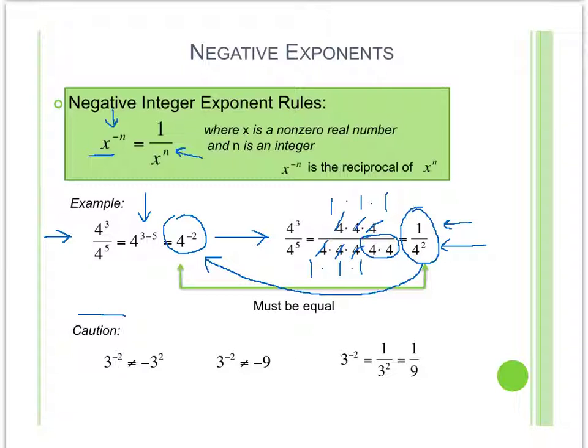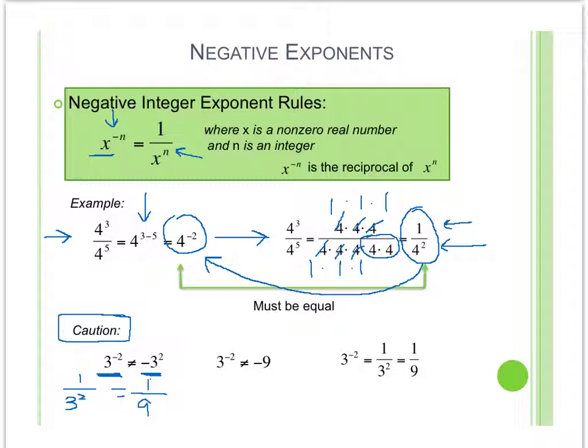Now, when you're utilizing this rule, you need to be cautious about mistakes that often happen. Oftentimes, people will look at, for example, 3 to the negative 2nd power and just bring that negative sign out in front of the base. However, that is not how it works. Instead, you take the reciprocal, so 1 over 3 to the 2nd power, and we know 3 to the 2nd power, or 3 squared, is really 3 times 3, so it would be 1 over 9.